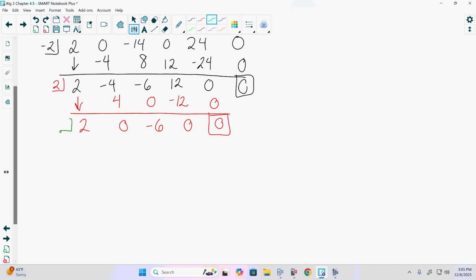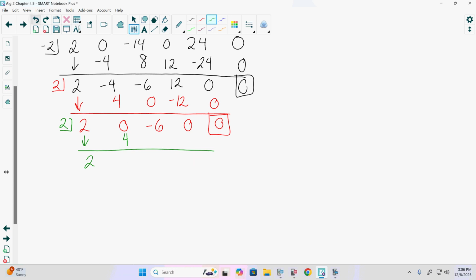What solution do we want to try next? So we can try 2 again. Don't write this one. I'm going to do this one up here. 2 times 2 is 4. 0 plus 4 is 4. 2 times 4 is 8. -6 plus 8 is 2. 2 times 2 is 4, and 4 plus 0 is 4, telling me that the remainder is 4, which means 2 is not a solution again.